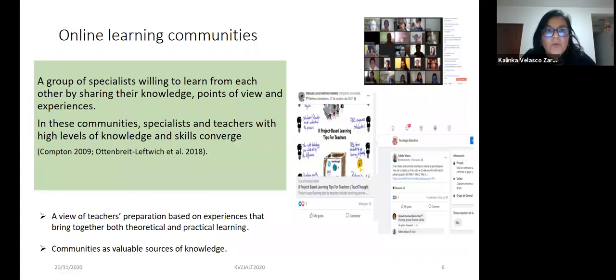What are online learning communities? These are a group of specialists willing to learn from each other by sharing their knowledge, points of view, and experiences. In these communities, specialists and teachers with high levels of knowledge and skills converge. Behind these recommendations and the definition of online learning communities, there is a view of teachers' preparation based on experiences that bring together both theoretical and practical learning, and communities are seen as valuable sources of knowledge.